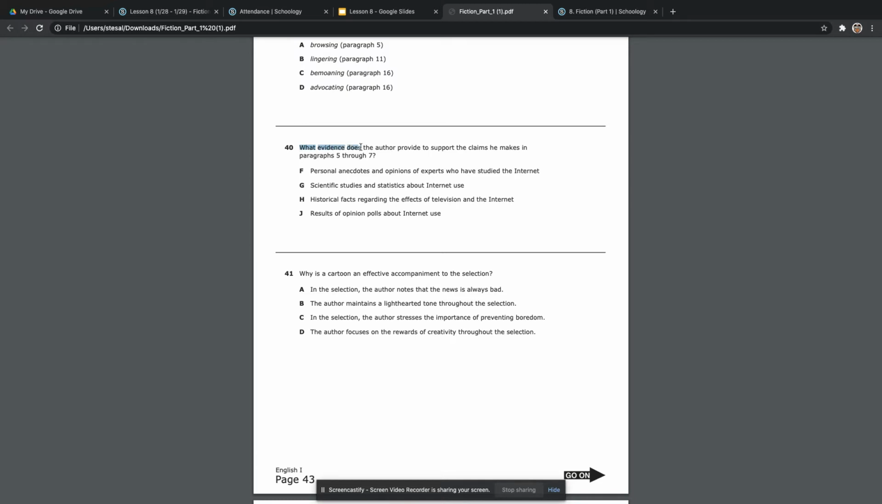What evidence does the author provide to support the claims he makes in paragraphs 5 through 7? So the key words, that's what we need to do. This is one of our strategies. What evidence does the author provide to support the claims he makes in paragraphs 5 through 7? What I would do, we know that it's question number 40, and we need to go to paragraphs 5 through 7.